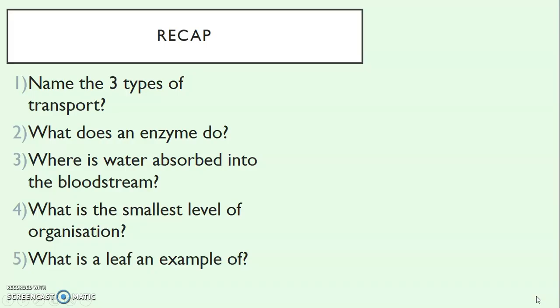This is week 3, lesson 2 for triple and week 4, lesson 1 for combined. And what we're looking at is gaseous exchange. So I'll do our quiz from previous lessons to begin with.